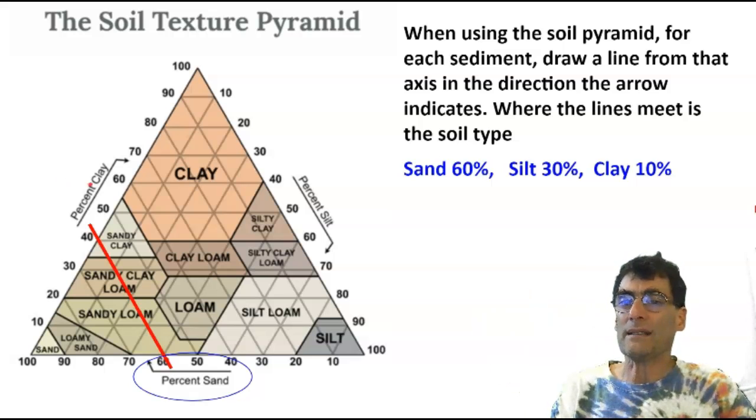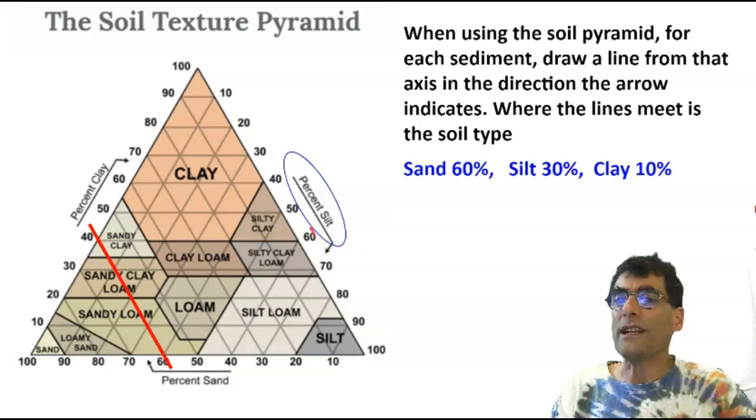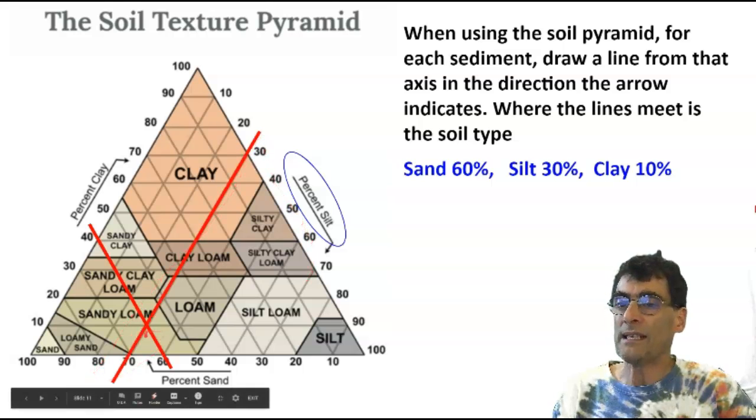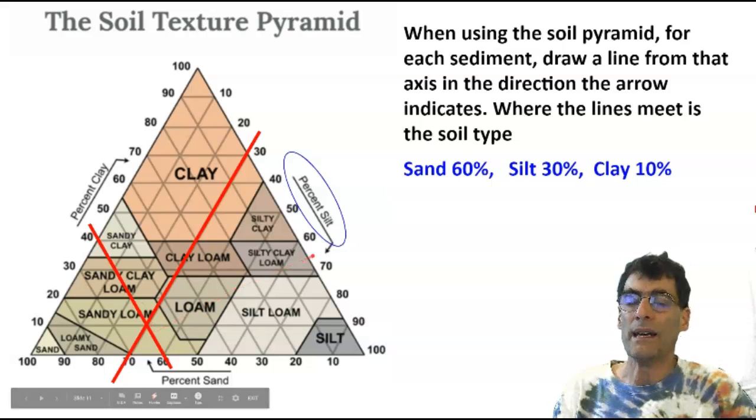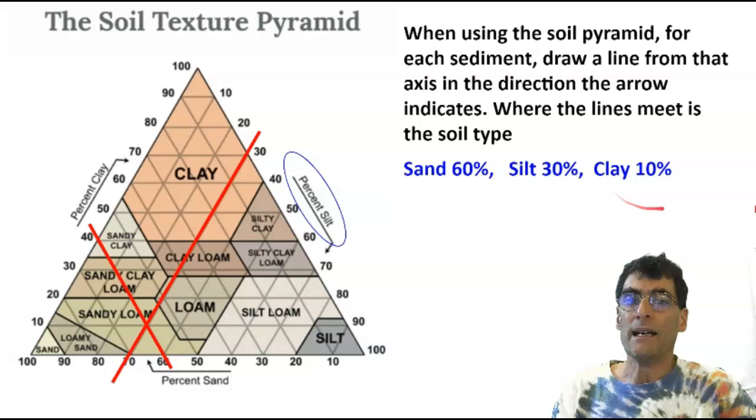So we've got to go to silt now. Where's silt? Silt is right here, percent silt. We've got to find 30, and the arrow shows us to go this direction, right? So we're going to draw a line at 30 and go straight down there, and you can see they intersected at this area right there. But let's do the other one. It should meet in the same spot.